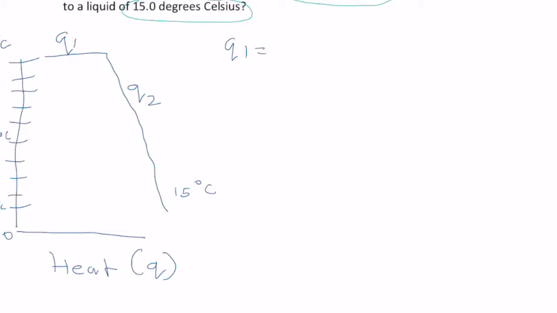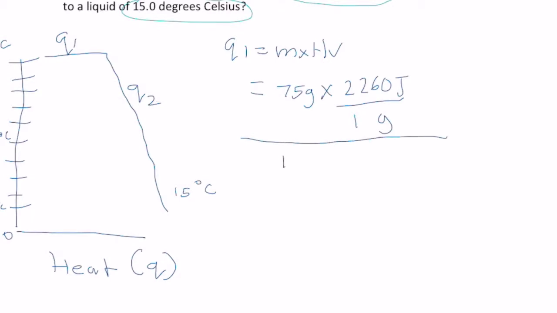So what we do next is we have to write down the formula, which is Q1 is equal to M times heat of vaporization. Why did I write that? It's because the substance is vaporizing. So 75 grams times 2,260 joules over 1 gram. So over that 1 gram, once you calculate, it's going to be 169,500 joules. Are we done? No, not quite yet. So I'm going to draw this line in the middle because we're still missing the Q2.